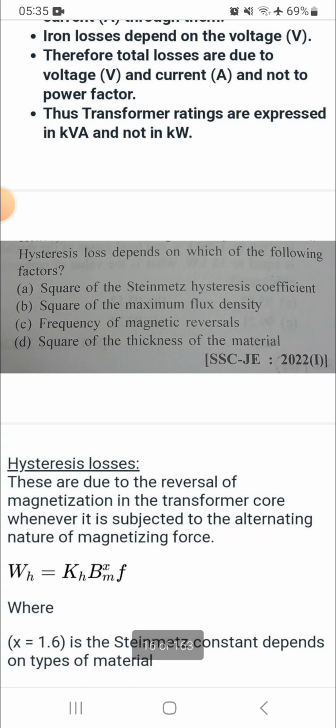Hysteresis loss depends on which of the following factors? That is the square of the Steinmetz hysteresis coefficient, square of the maximum flux density, frequency of the magnetic reversals and the square of the thickness of material.